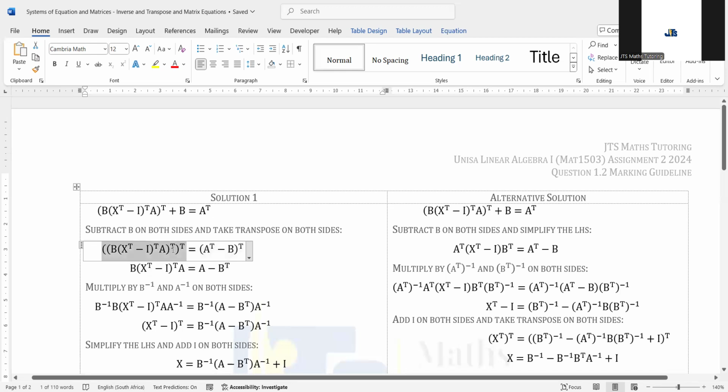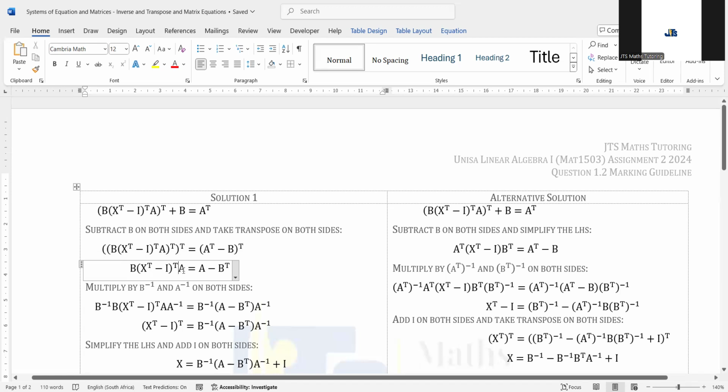Then here we are taking the transpose of a transpose. What it means is that all this that is inside, that is what is going to be left on the left-hand side. Beautiful. But remember, we want to solve for x. It means I needed to do away with this b. I needed to do away with this a. I have to multiply both sides by b inverse and a inverse. Because remember, if I multiply this by its inverse, it's going to give me an identity matrix. The same applies to here.